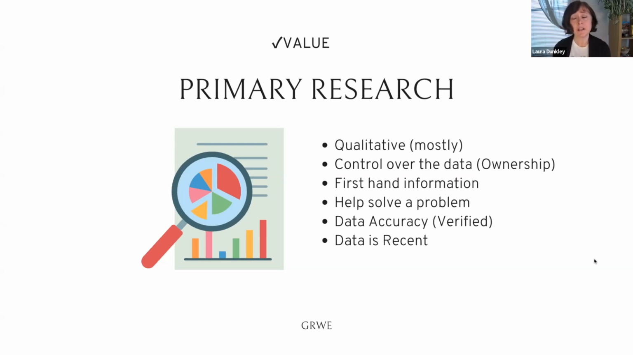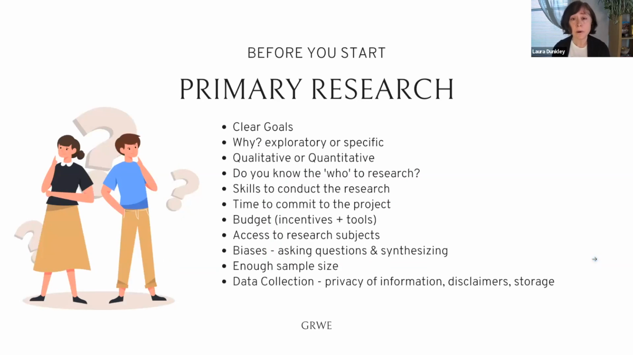Data accuracy. Now that's if you're doing it properly, but you can verify. You can say that what I did is accurate because it's you doing it. It's verified and it's accurate, and it is the most recent, right? Quite often secondary research could be done 2 years ago. Well, how have things changed? Right now, right here, this research is being done and it's quite recent. So that's the value in primary.